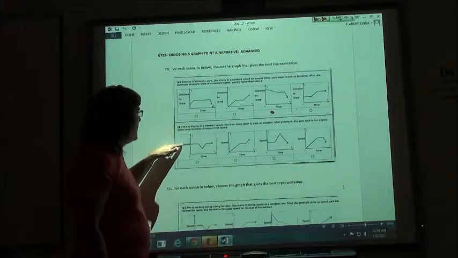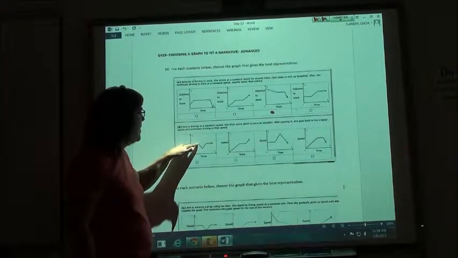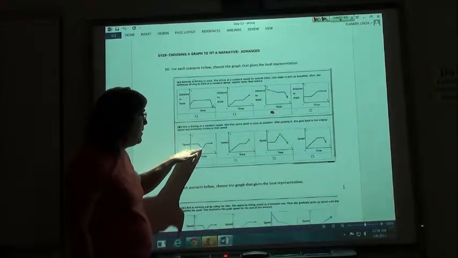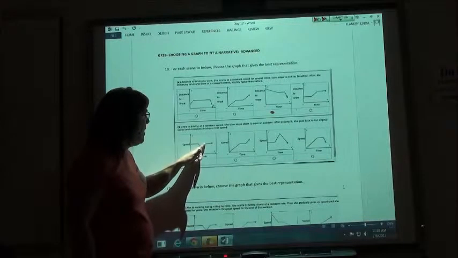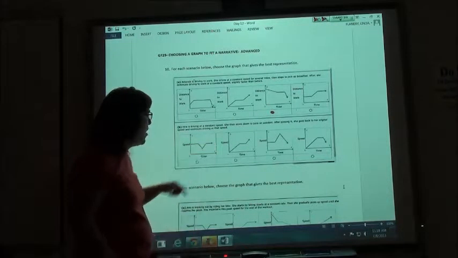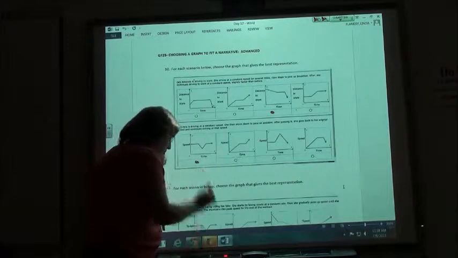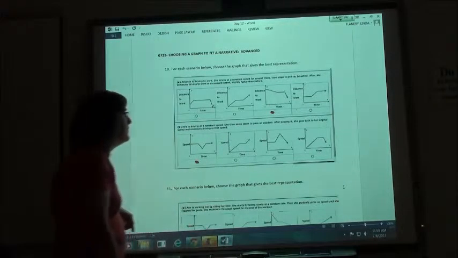So, she's driving at a constant speed. She slows down, then she speeds back up, continues driving at her constant speed. So that would be my best choice.